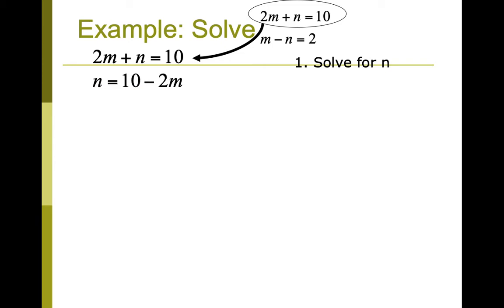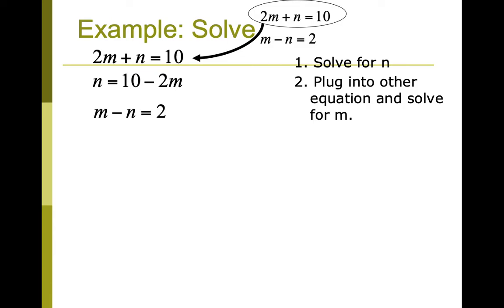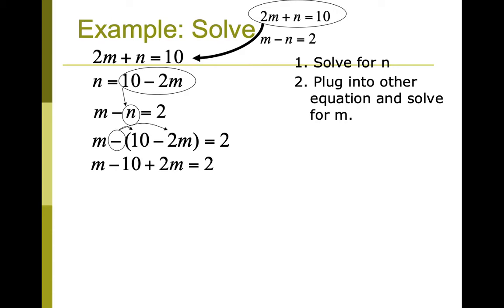So to solve for n, you just subtract 2m from both sides. Now that you have something equal to n, now you plug it into the other formula. So m minus n now becomes m minus 10 minus 2m equals 2. And that's exactly what we've done here. Since this negative is on the outside, that means negative 1. Negative 1 times 10, and negative 1 times negative 2 will be positive 2. As you see, so now we have m minus 10 plus 2m equals 2.